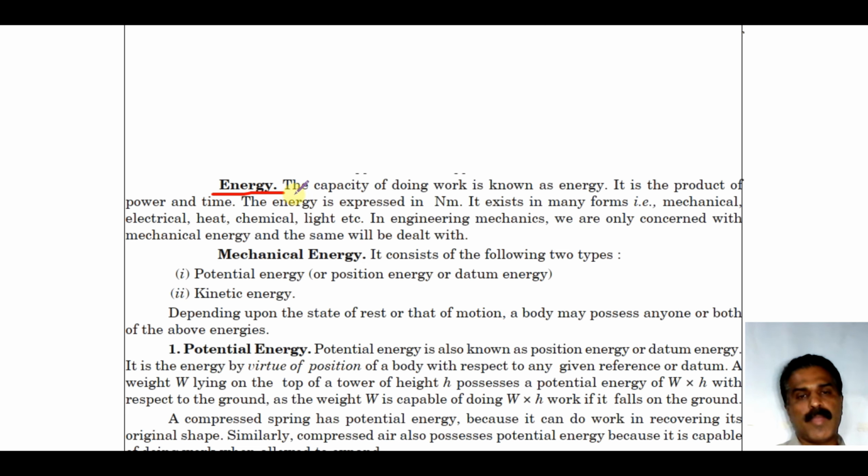We can define work as said to be done when the point of application of a force moves in the direction of the component of the force. That is work done. Now energy means the capacity to do work. That is called energy.